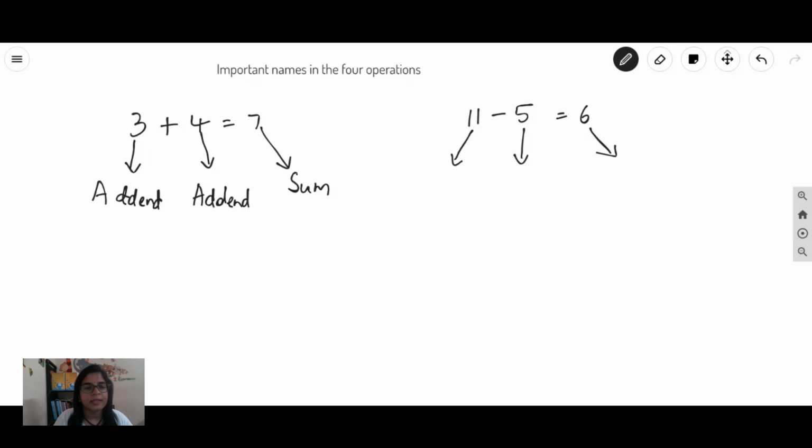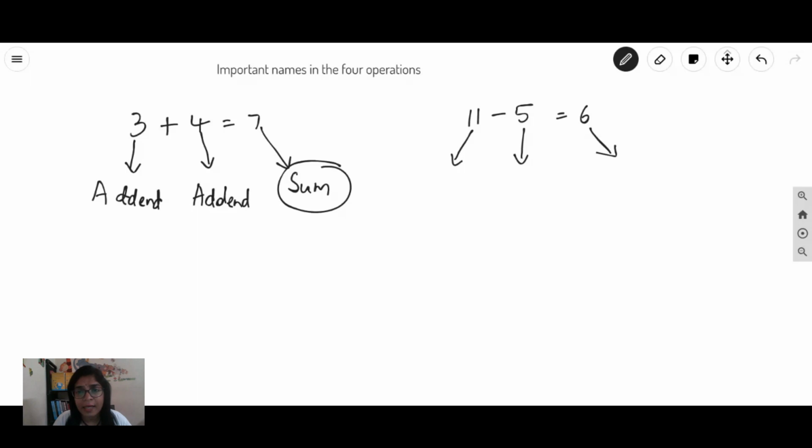What happens is, the word sum is introduced, but all these names like addend are not at all introduced to our children, and therefore you always end up using the same word. Let's take subtraction here. This 11 minus 5 is 6.